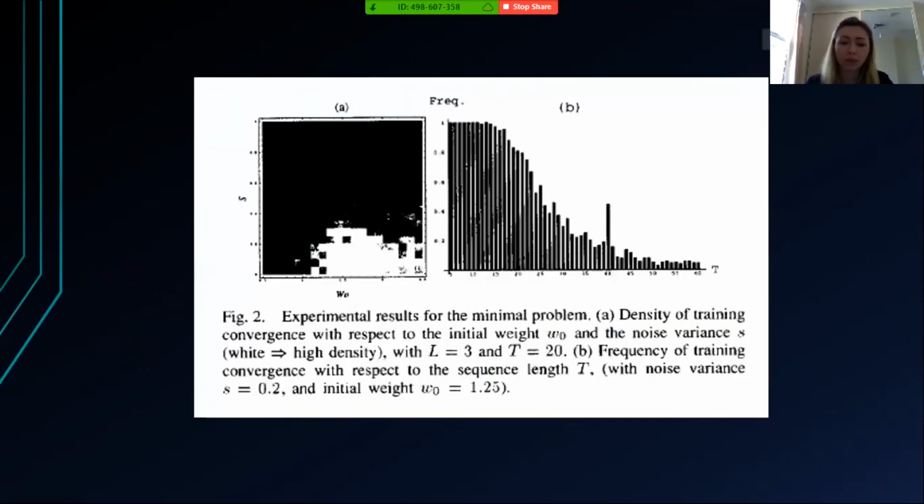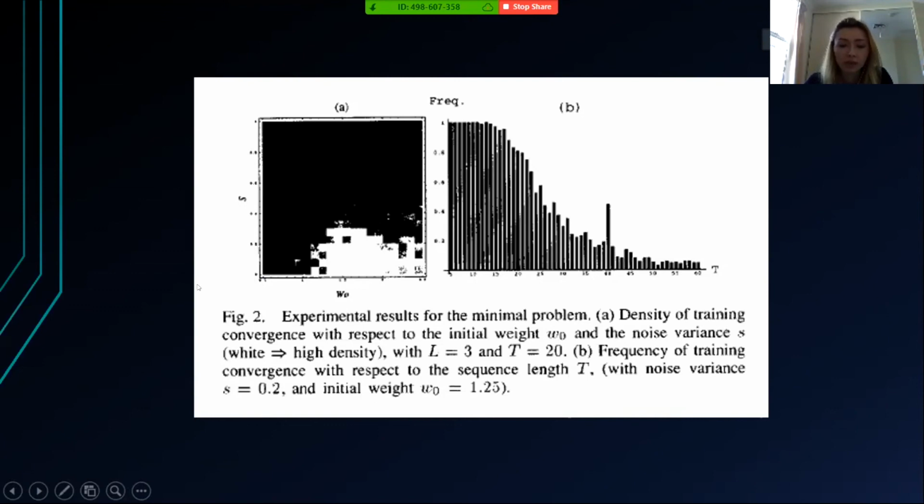And here are some experimental results for the minimal problem. Figure 2a is the density of training convergence with respect to the initial weight W0 and the noise variance S. So W0 is the horizontal axis, and the noise variance S is the vertical axis. And white means high density. As we can see from this picture, convergence becomes very unlikely when the noise variance is large, or where the initial values of the weights are too small. So this is this part.